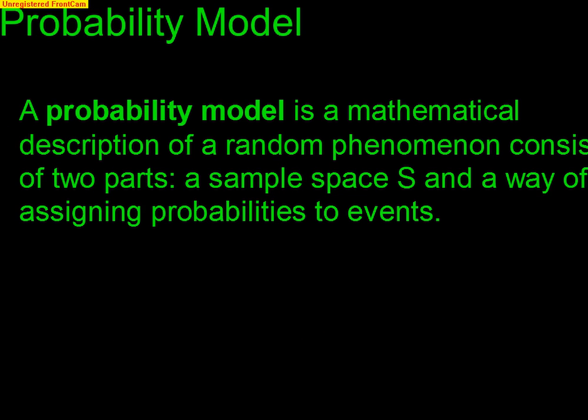So what is a probability model? It's a mathematical description of a random phenomenon consisting of 2 parts: the sample space and a way of assigning probability to the events. So one of the things we could do is say, coin flipping's easy, right? Each one has an equal probability, but that's not always necessarily the case. So we'll take a look at this in more detail later on.